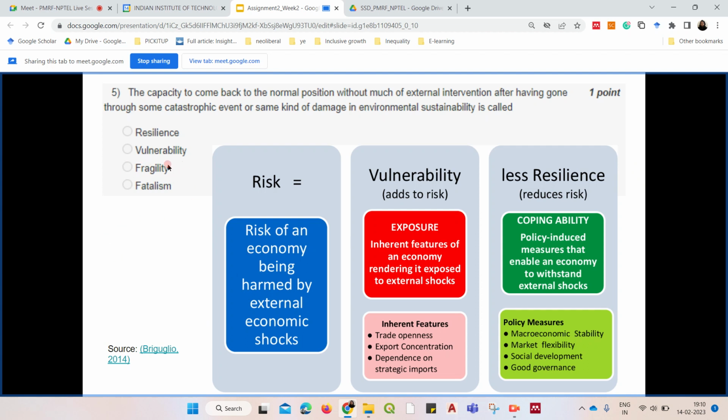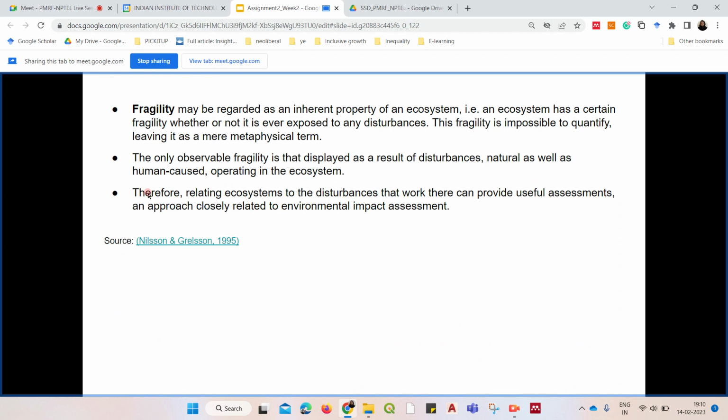Another term which is talked about here is fragility and then fatalism. So fatalism is also part of risk management. Fatalism is the inherent capacity of any event or any disturbance which occurs to cause fatality to human life. So that is what is meant by fatalism. What does fragility mean? Fragility can be for several things, but usually it's studied in terms of ecosystem.